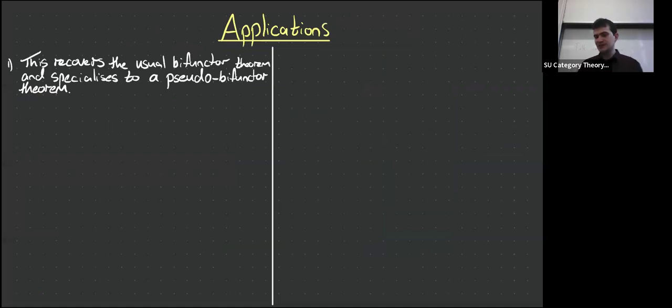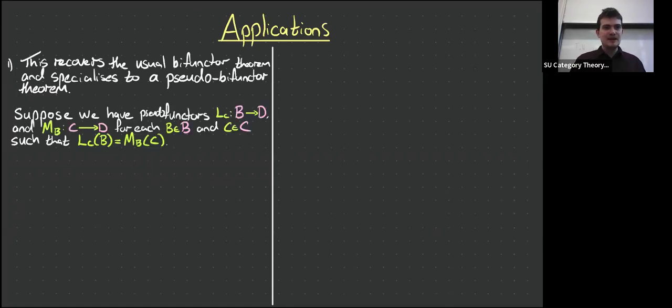Okay, so let's talk about some applications. So obviously we can recover the usual bifunctor theorem for 1 categories by just considering 1 categories as 2 categories in the obvious way with kind of trivial 2 cells. But we can also get a pseudofunctor result.